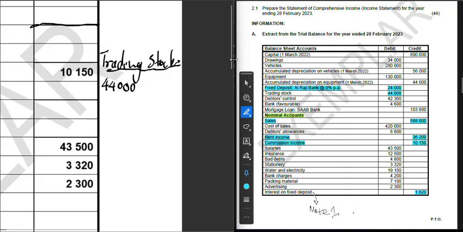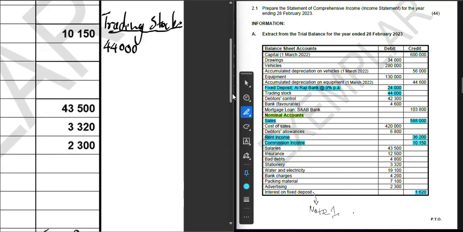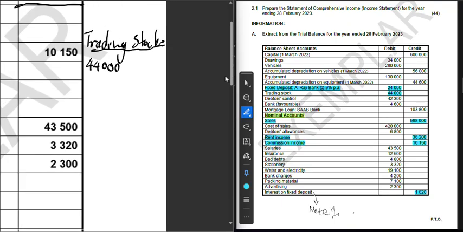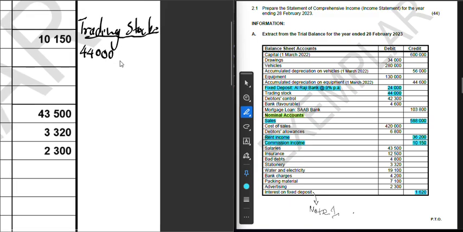Remember the 1,800 for donations, this one right here? We're going to subtract it because this was not recorded. So how is this being subtracted? It is subtracted via donations. So we're going to have minus 1,800. And after that, we need to find out how much is the stock on hand.